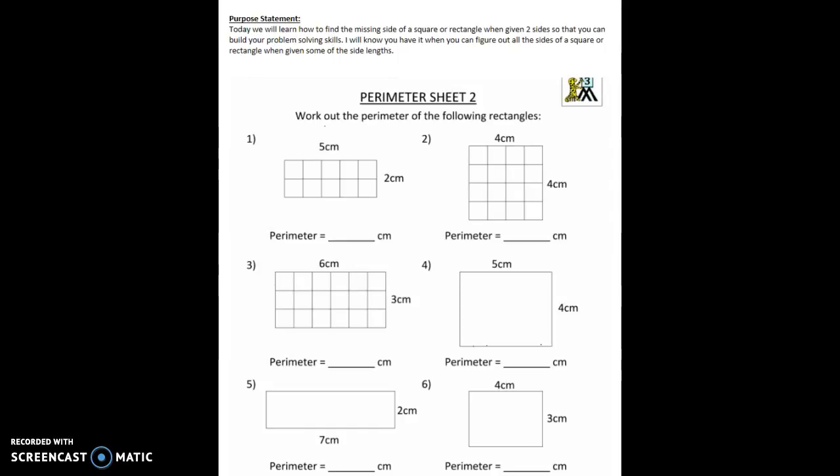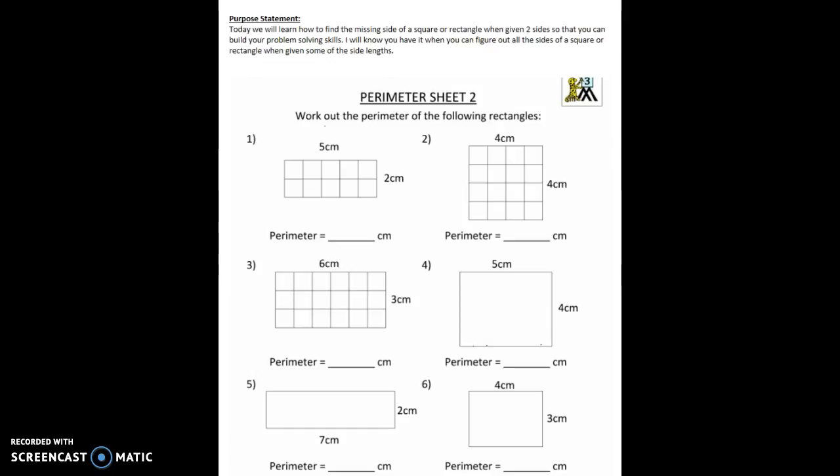Our purpose statement, if you read that to yourself, essentially we're changing two things today. First, I'm going to give you rectangles and squares that you're not given all the side lengths to. Up to this point, every time I give you a shape, it has all the sides listed and you add them up. Today, I'm only going to give you two side lengths. You have to figure out what the other two are.